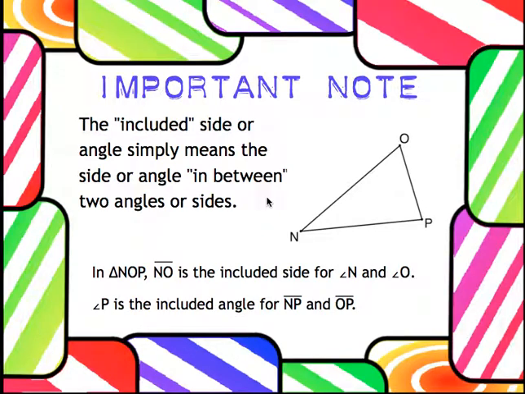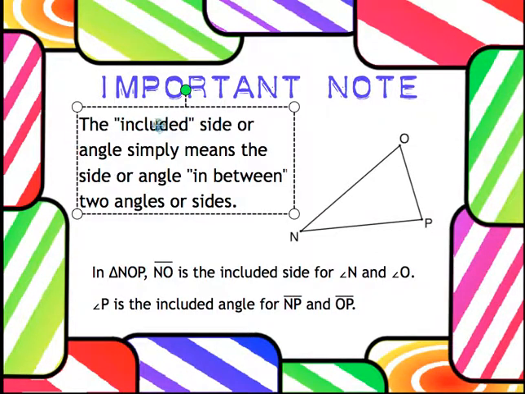This is our first lesson over congruent triangles. We're learning just the triangle shortcuts. So this only works with triangles, no other shapes. The first part of this is just an important note because we use this term a lot. Included basically just means in between.